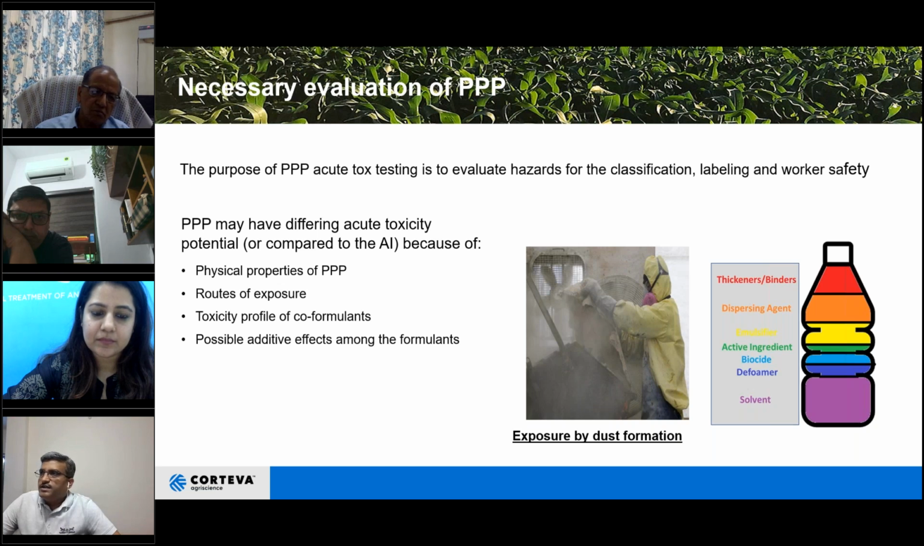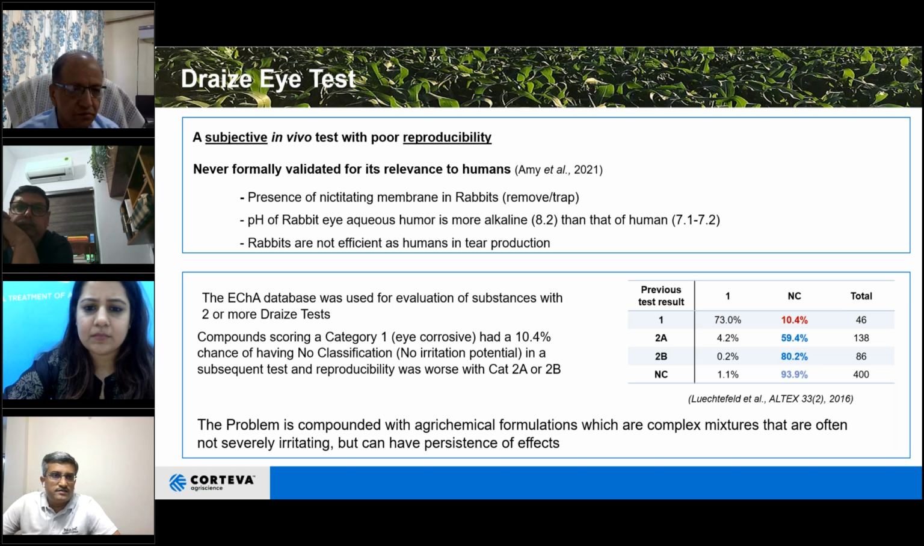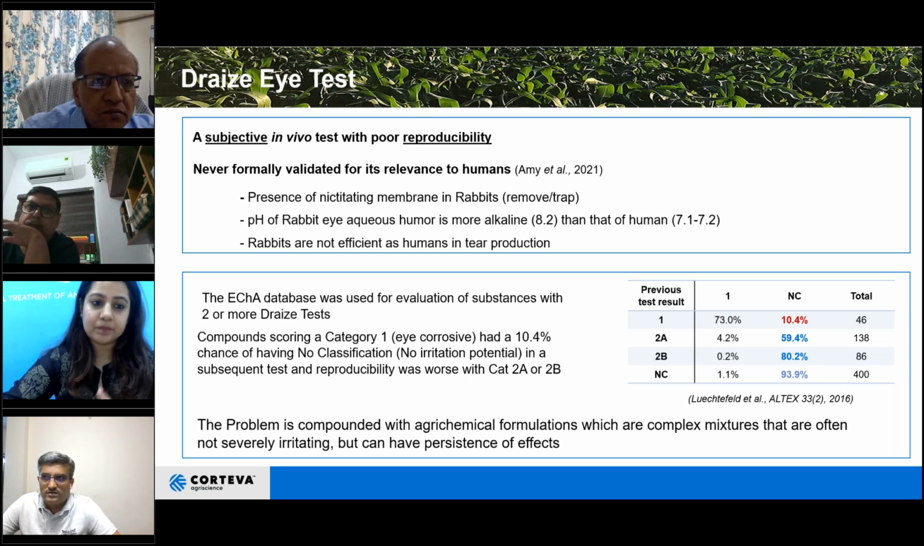The Draize test is the primary in vivo method for eye irritation and is accepted by regulatory agencies worldwide. This test is a subjective in vivo test with poor reproducibility, and this Draize test was never formally validated for its relevance to humans.